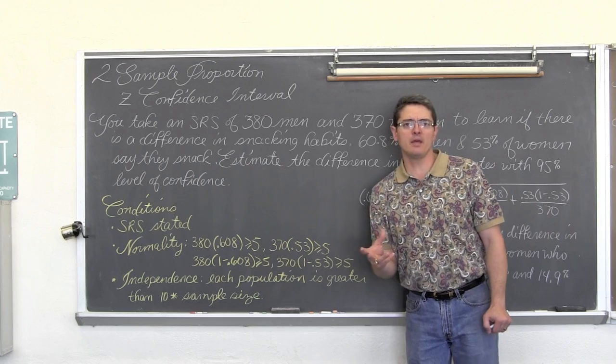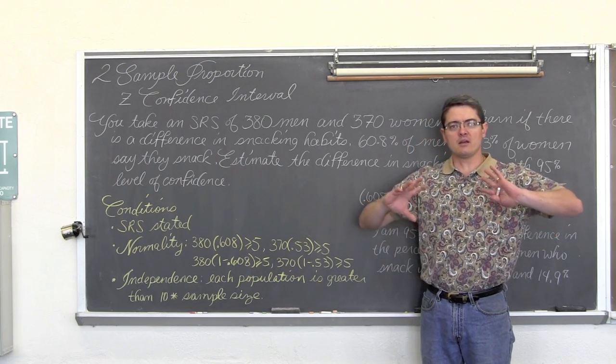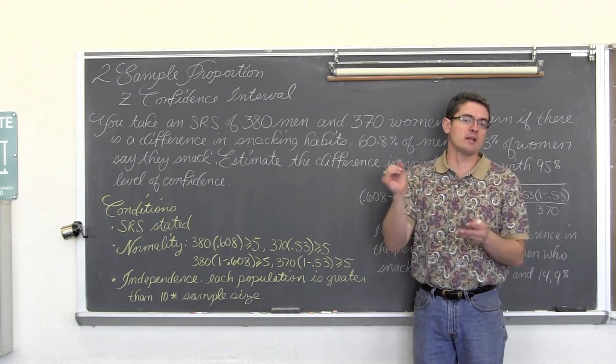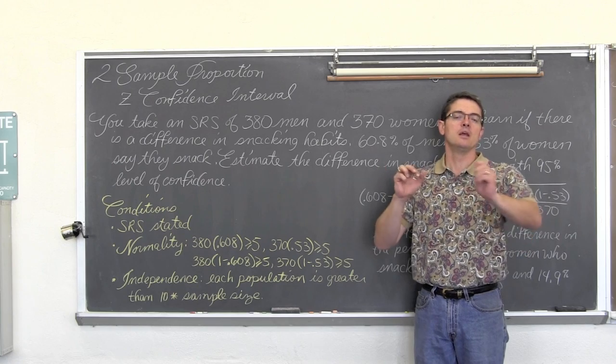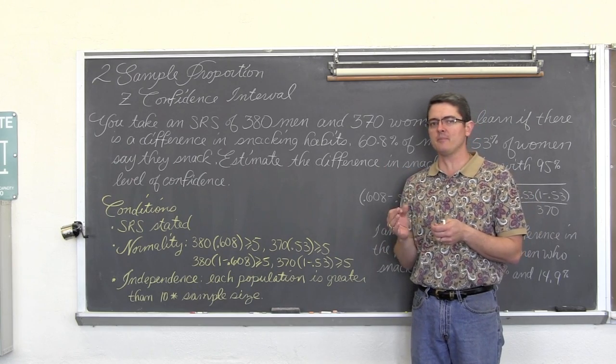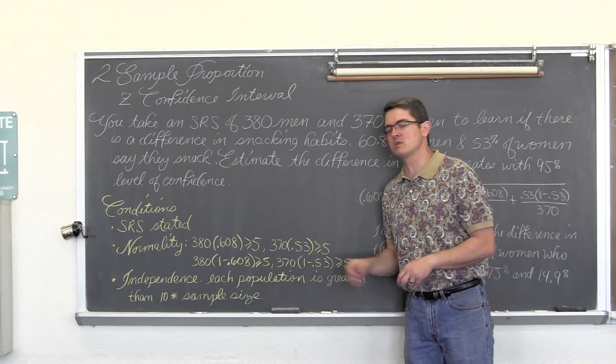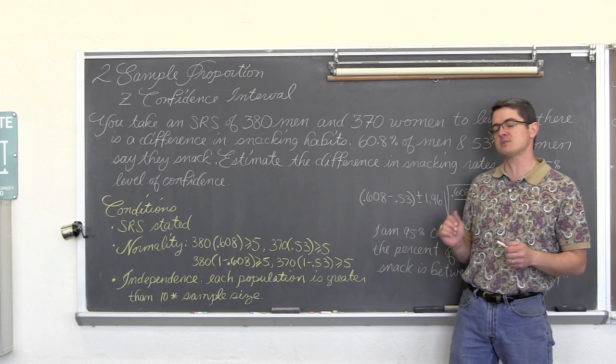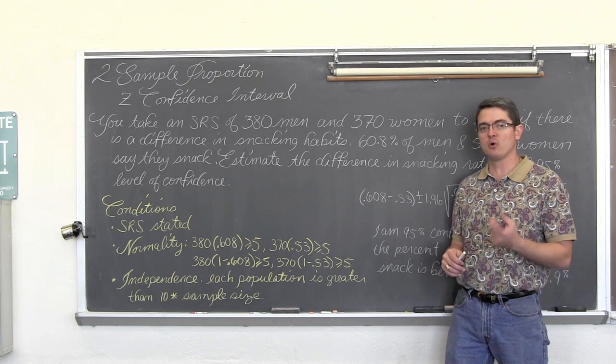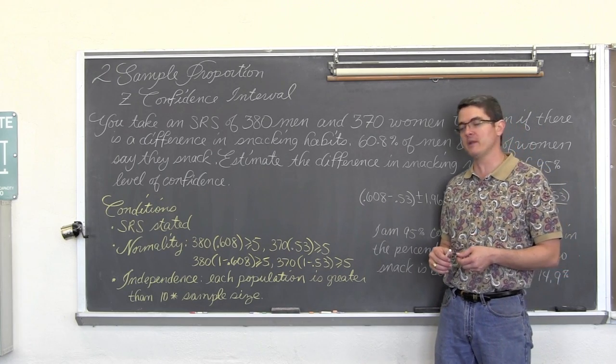Now, if it was an experiment, and you just have a collection of subjects or units, and you randomly assign them to 2 treatments, that is enough for independence. When you're sampling, though, you definitely need to make sure that your populations are over 10 times the sample size if you are pulling from that population without replacement.